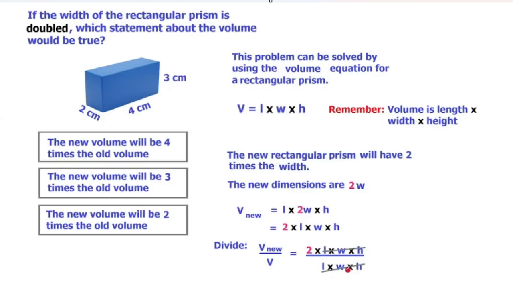So we could see that these cancel out. Okay, they're exactly the same, so they will cancel out. So we're left with 2. So the right answer is going to be the new volume will be 2 times the old volume. And that's it. That's the trick for that problem.